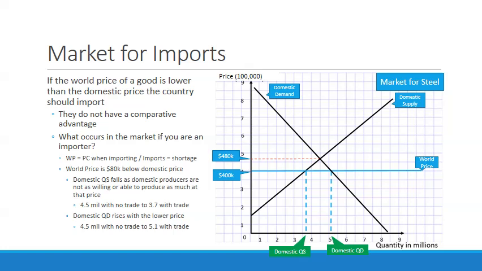So domestic quantity supplied has fallen, domestic quantity demanded has risen. The difference in those two is ultimately going to result in our imports. So the difference between domestic quantity demanded and domestic quantity supplied is imported. So you can see there, that's our import amount. So in this case, 600,000 is going to be imported because producers here in the country can't produce as much.